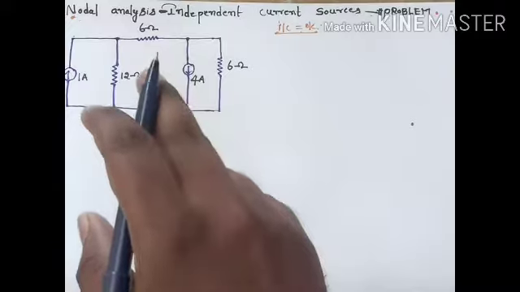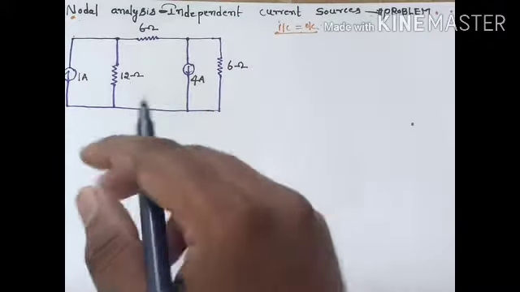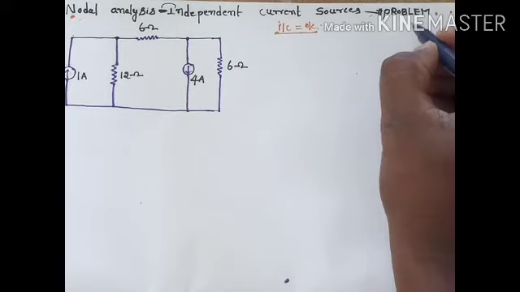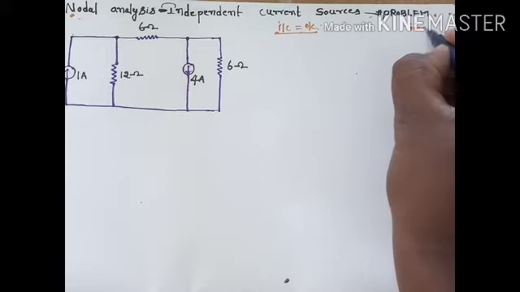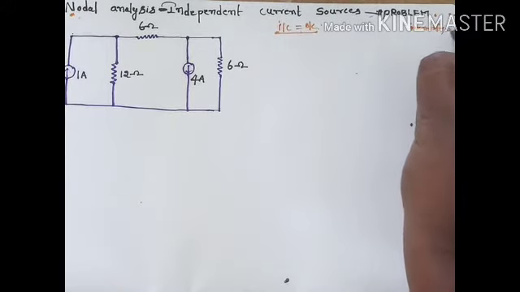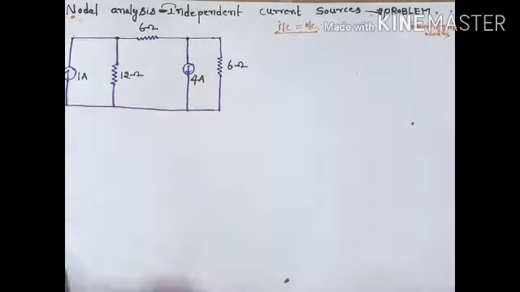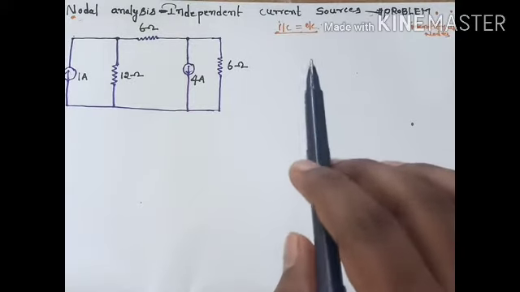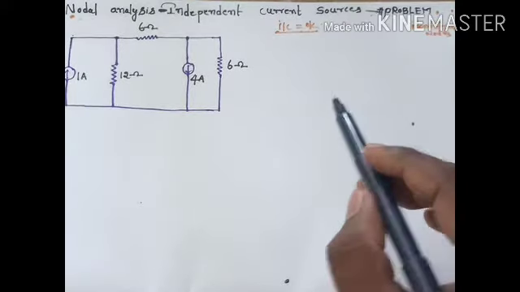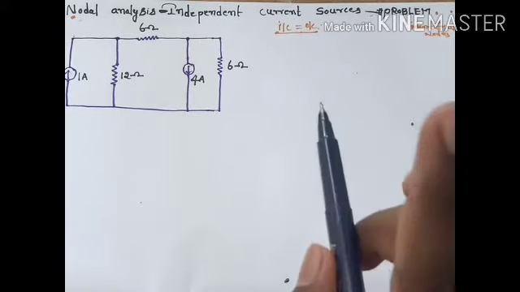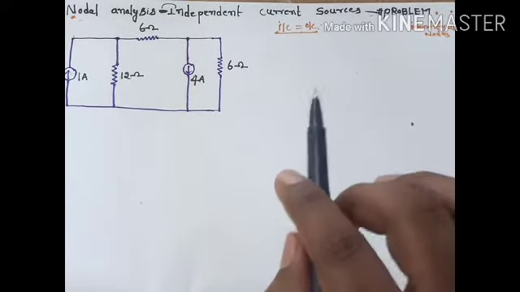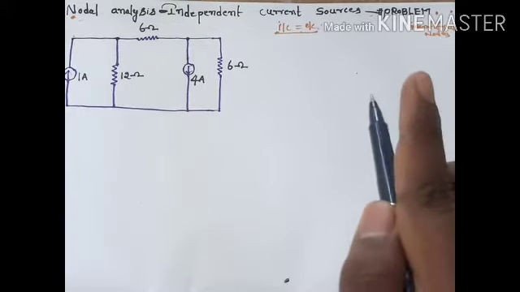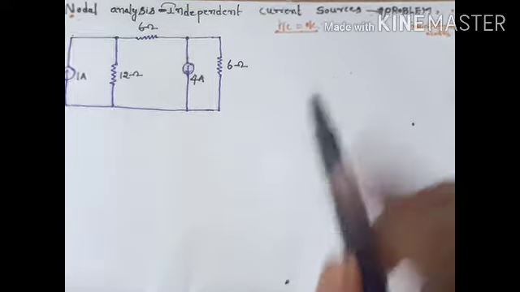In this node voltage method, we need to identify all the nodes on the circuit. What is meant by a node here? A node means that if more than two elements are connected to one point, that is what we call a node. I am repeating my sentence again: if more than two elements are connected to one point, that is what we call a node.